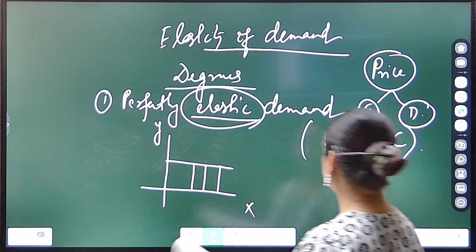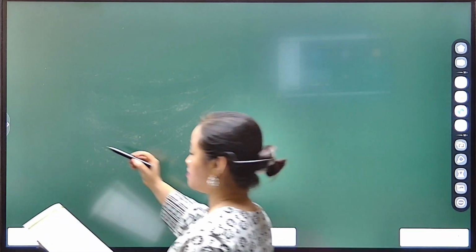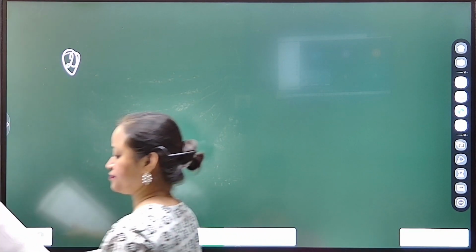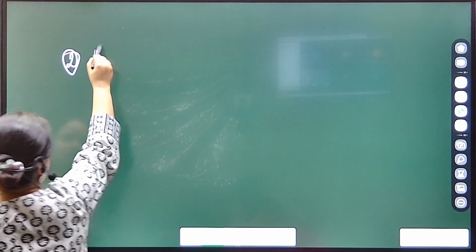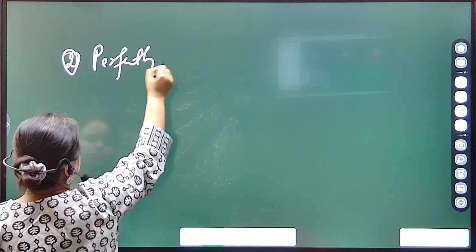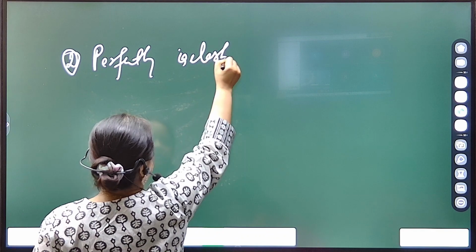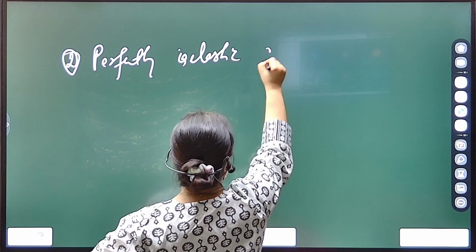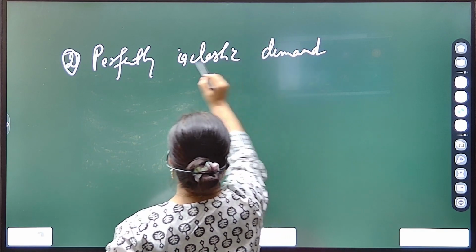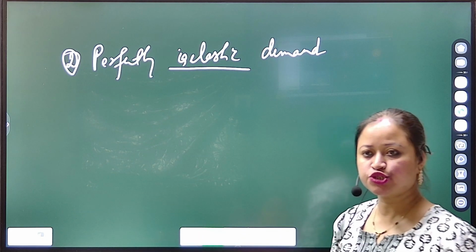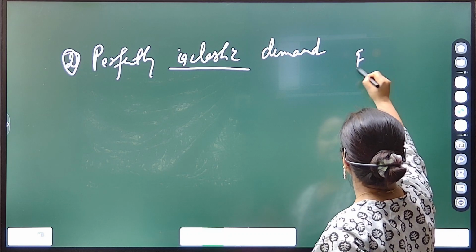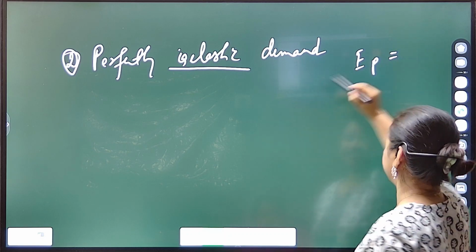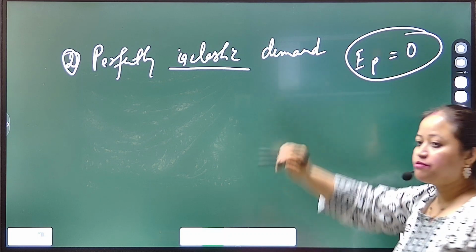Now next one, number 2. What is number 2 here? Perfectly inelastic demand. Perfectly inelastic, that is opposite to it. Perfectly inelastic demand. So what does inelastic mean? Opposite to elastic, that is no change. That's why EP is equal to 0.